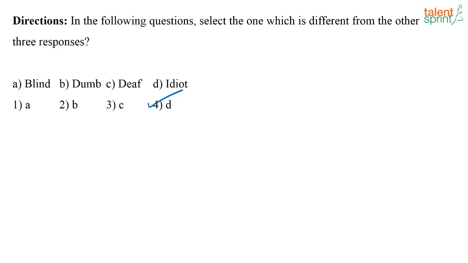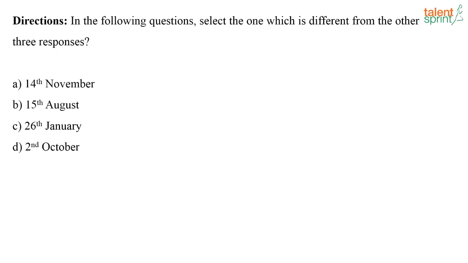Blind, dumb, deaf. In the following questions, select the one which is different from the other 3 responses. 14th November, 15th August, 26th January, 2nd October. Again a fairly easy one. Correct answer here is 14th November because all these 3 are national holidays. Independence Day, Republic Day and Gandhi Jayanti. 14th November is the birthday of Jawaharlal Nehru, which is celebrated as Children's Day, but that's not a national holiday.